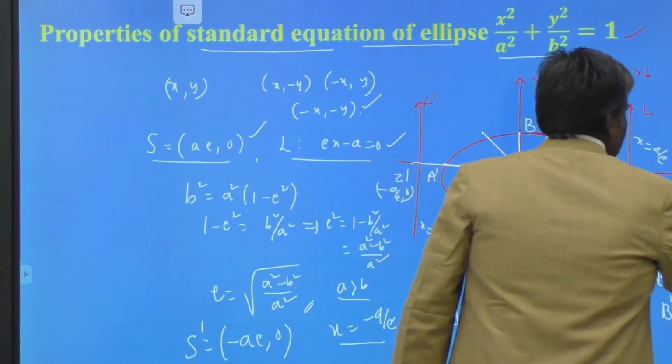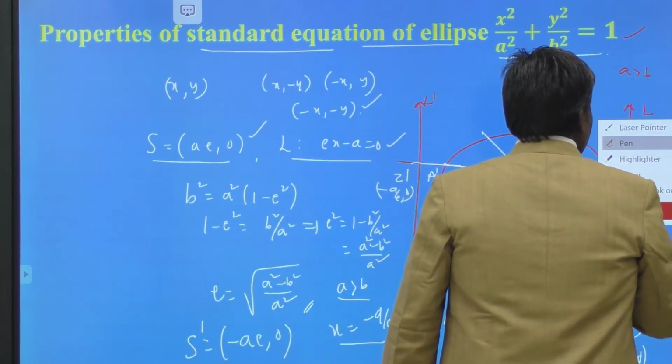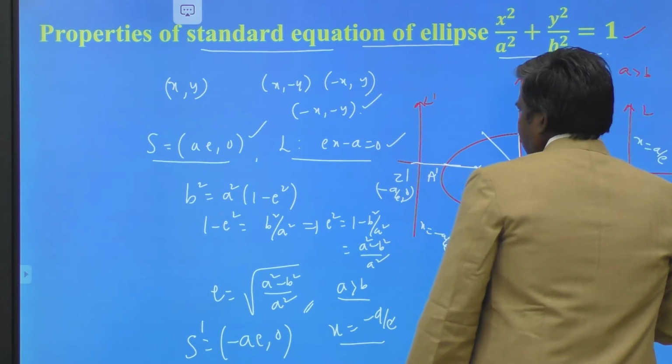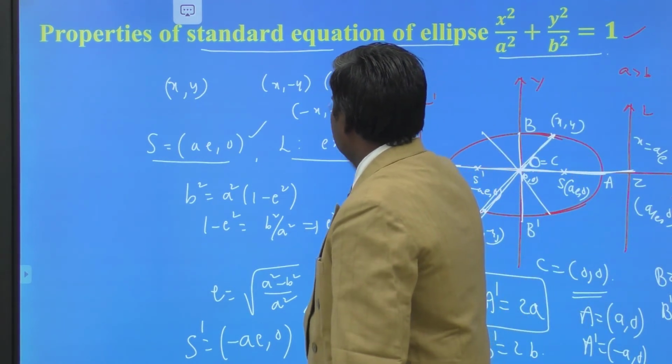Now, let us see some more properties of the ellipse. We erase this one.